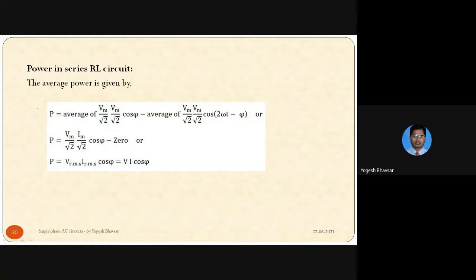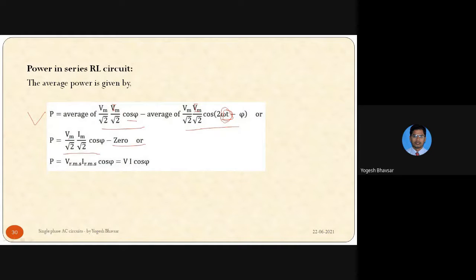Now when we take the average of this power, what we have is the average of the first term, Vm by root 2 times Im by root 2 into cos phi, and the average of the second term. Now look at that. The average of the second term is 0, which is fluctuating with respect to omega t, and omega t is always a fluctuating parameter. Phi is not fluctuating, which is the phase difference between voltage and current. So this is the constant term. So we have Vm by root 2, Im by root 2 into cos phi.